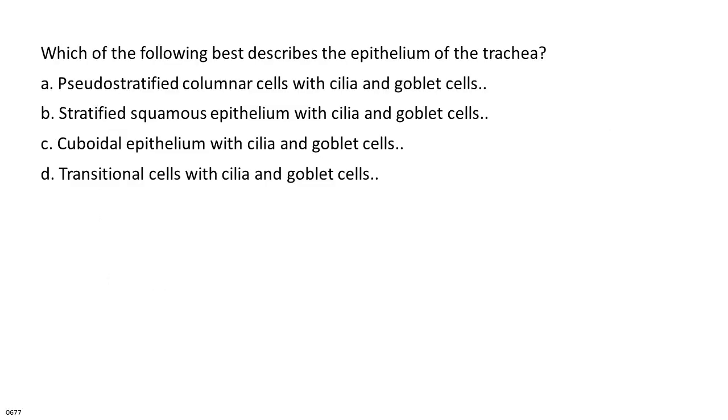Which of the following best describes the epithelium of the trachea? A. Pseudostratified columnar cells with cilia and goblet cells. B. Stratified squamous epithelium with cilia and goblet cells. C. Cuboidal epithelium with cilia and goblet cells. D. Transitional cells with cilia and goblet cells.